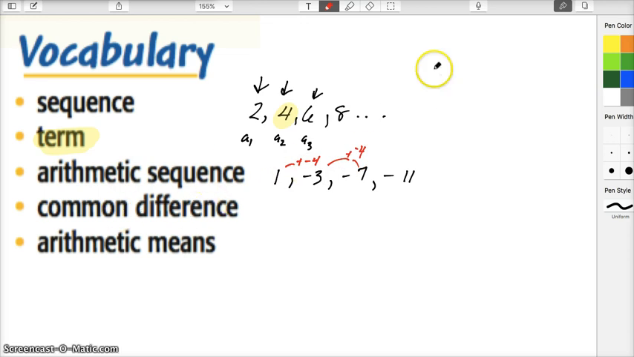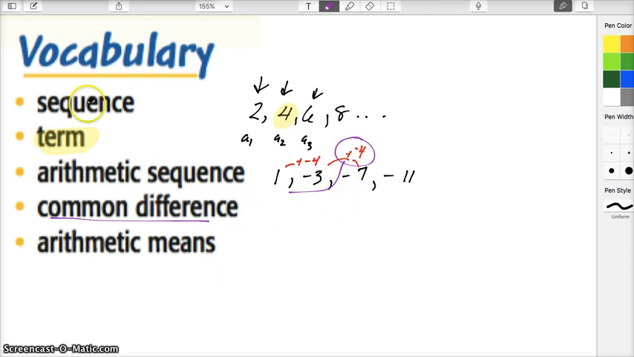The common difference refers to the number that we're adding. In this problem, the common difference would be -4. So it's the number that you are adding to get each next number in the arithmetic sequence.